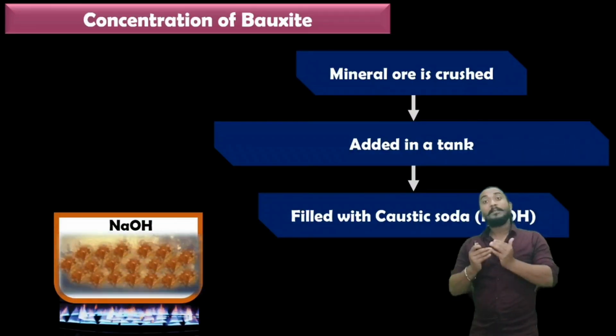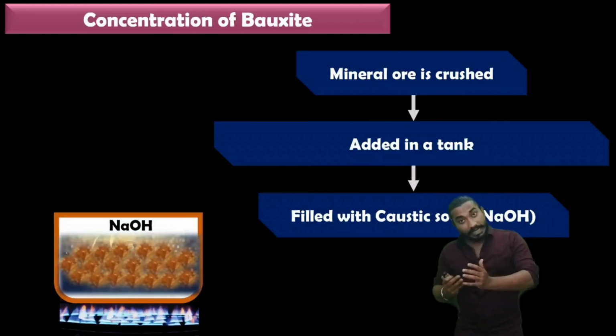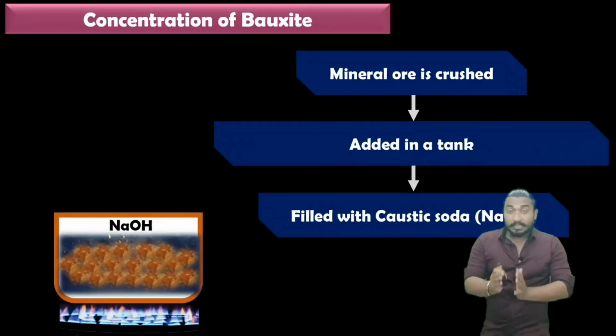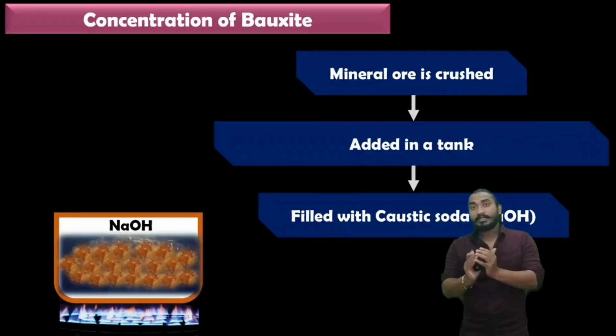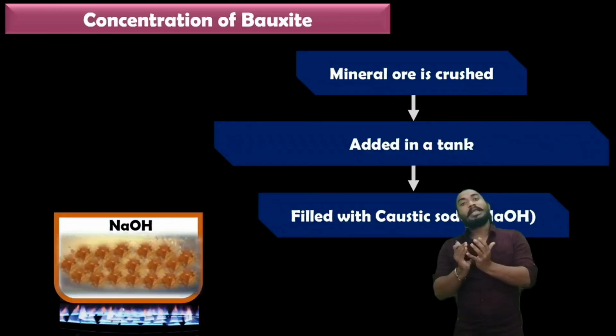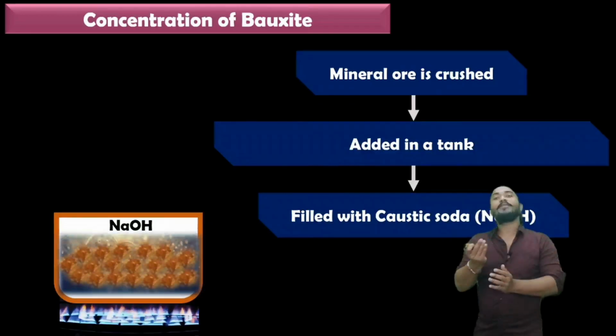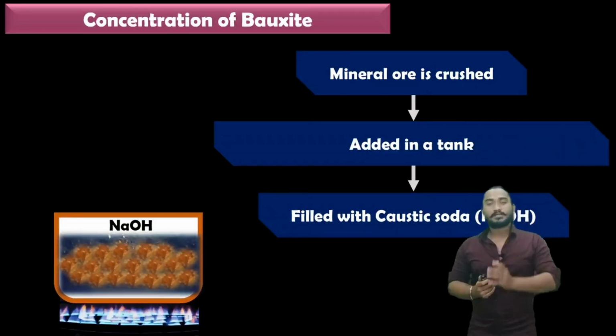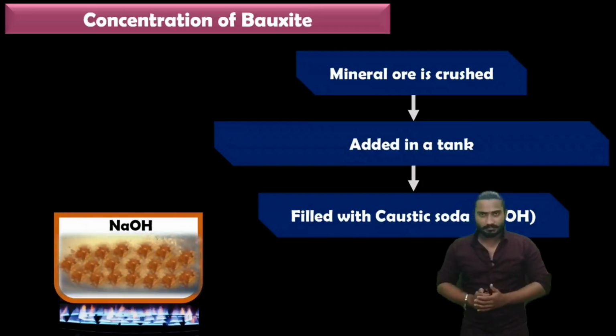Once again, the mineral ore is crushed and added in a tank. The tank is called a digester. The reaction takes place. We are supposed to boil that, and this boiling takes place at 140 to 150 degrees Celsius, for 2 to 8 hours under very high pressure.